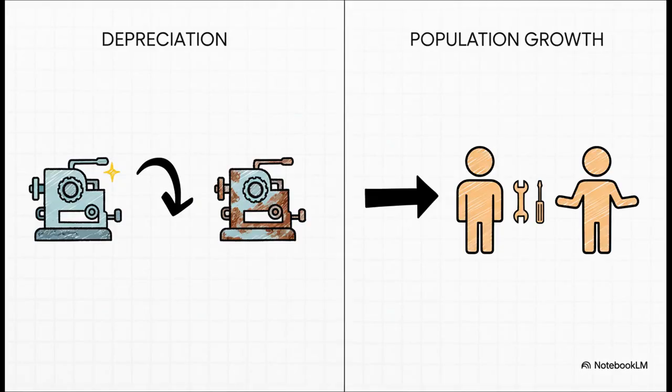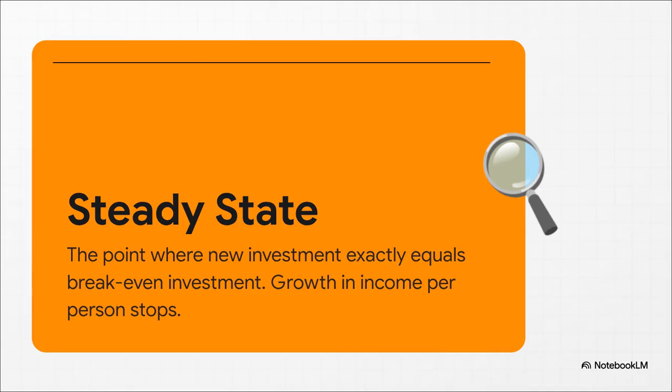You see, there are two things constantly trying to drain our stock of capital. First, machines get old, they break down, they wear out. That's depreciation. And second, if your population is growing, you need to build new tools just to make sure the new workers have something to work with. So you can see where this is going. Because of those diminishing returns we talked about, the extra bang you get for your buck from new investment gets smaller and smaller.